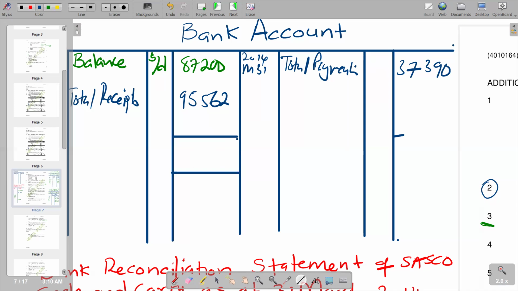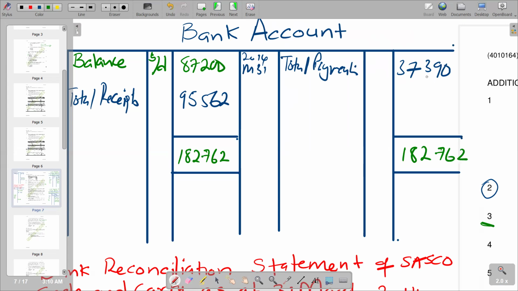The same applies here. We put again our double lines. So we are seeing that if you add total of debit and credit, the debit is obviously going to be a greater total. So the total of the debit there, let's add 87,200 plus 95,562. The total that we are supposed to get is 182,762. Same applies here. It comes again on the credit side in between the double lines.